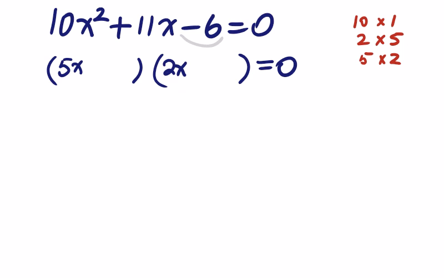We need two numbers that will satisfy that condition. So what could we have? Negative 6. Well, one of them needs to be negative. So we could have negative 3 and 2. We could have 3 and negative 2. We could have 6 and negative 1. So there is lots of options here. We need to just think.